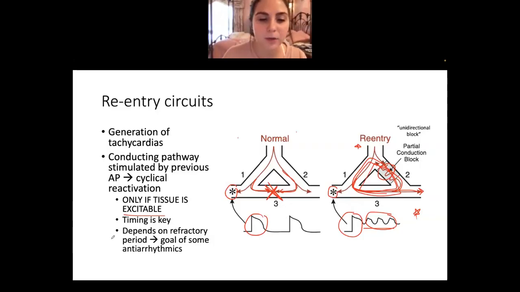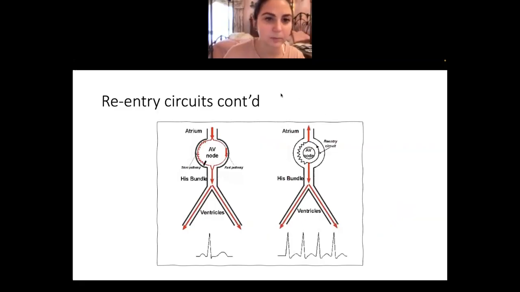So that's why timing is really important, and that's actually why a lot of the antiarrhythmics try to extend refractory periods. They're trying to make them longer, so even if there is an arrhythmia with a reentry circuit, it's not going to stimulate and give an after depolarization like this. This is kind of what we just talked about.